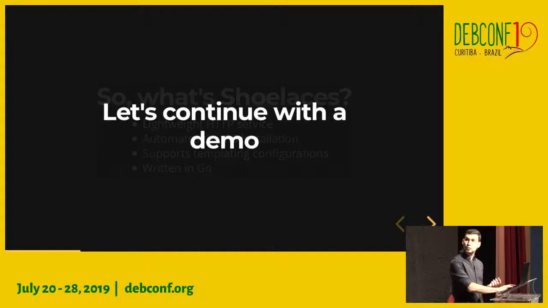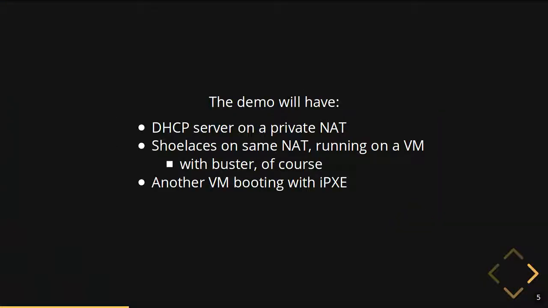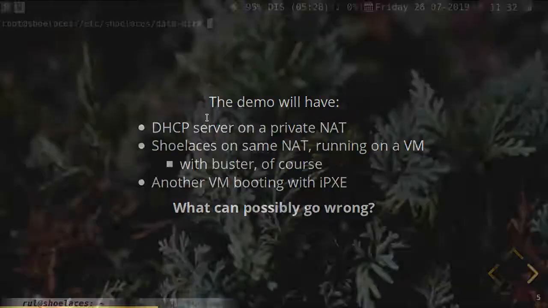Before moving forward, I just want to do a demo so you guys know what I'm talking about. So the demo will have, on a VM, a DHCP server and a Shoelaces instance. The VM will be running on a private NAT here on my machine. I don't use the QEMU DHCP because I need to tune the DHCP server a little bit just to hook it with Shoelaces. And then on another VM, I'm going to be booting it with iPXE. This is network boot. And yeah, so there are many moving parts. So what can possibly go wrong, right?